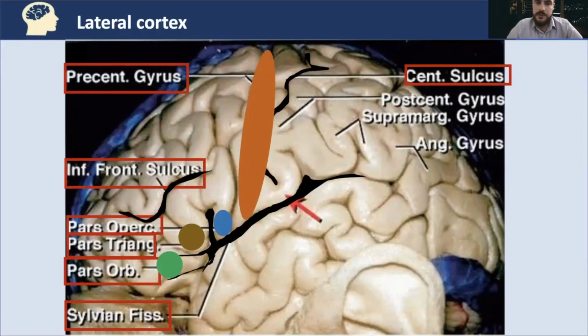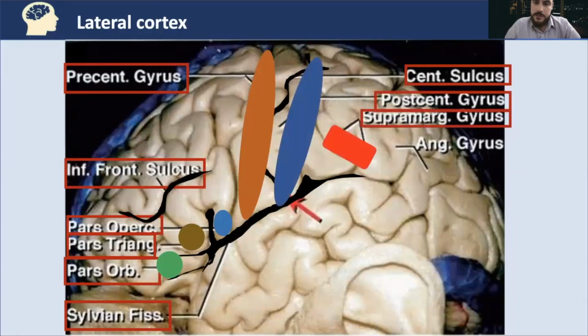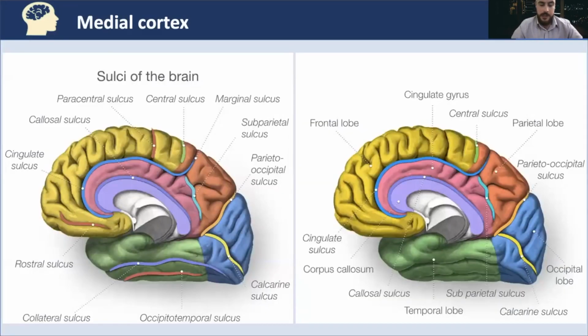Here in front of the central sulcus is the precentral gyrus. This is the postcentral gyrus. Supramarginal and angular gyrus. Now we finished the lateral surface of the brain. Let's move on to the medial cortex. Let's take a quick overview of the medial surface.